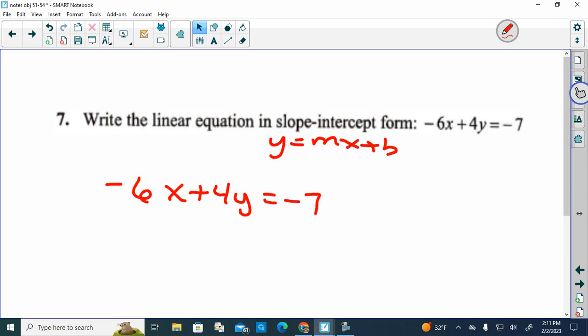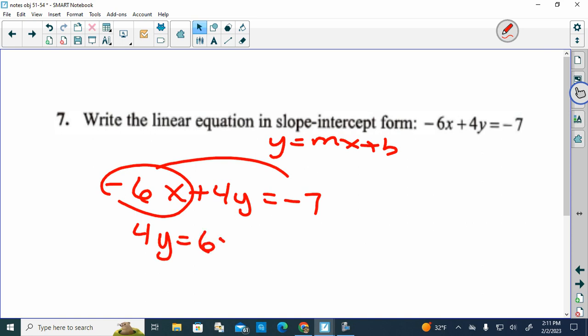So now we have to use our algebra to get the y by itself, because they want it with the y by itself. When I take this to the other side, it's going to change from a negative to a positive. And we just switch this over. Last step to get the y by itself: divide by 4. When we do that, we have to do it to everything on the other side. Okay, now the y is by itself.